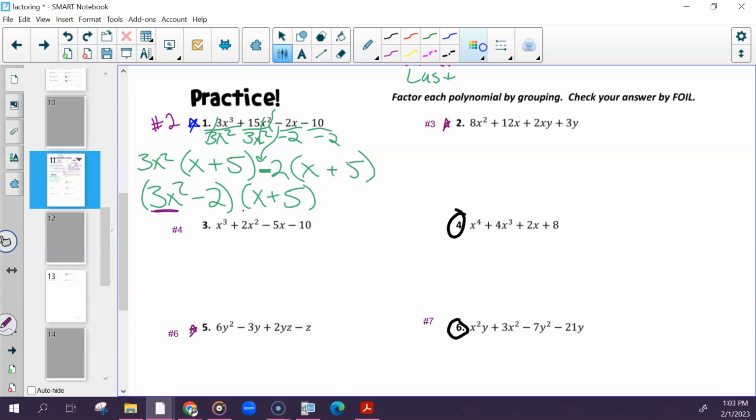If we multiply the first two together, what would that be? 3x cubed. And then the outer, 15x squared. The inner, negative 2x. And the last, negative 10. We go back and compare 3x cubed plus 15x squared minus 2x minus 10. Yeah.